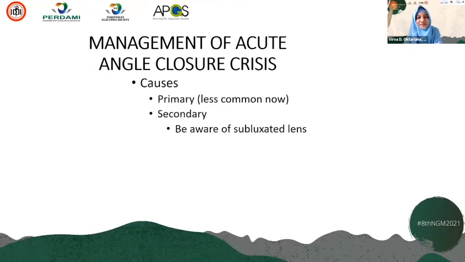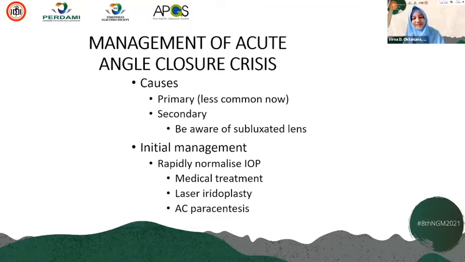So how do we manage acute angle closure crisis? First, we must determine the cause. Nowadays, primary causes are less common, but we must always be aware of secondary causes such as subluxated lens. And we will go through the initial management of the acute angle closure crisis, which is to break the attack, that is, normalizing the intraocular pressure by reducing it rapidly, either by medical treatment or laser iridoplasty, and I will also mention anterior chamber paracentesis.